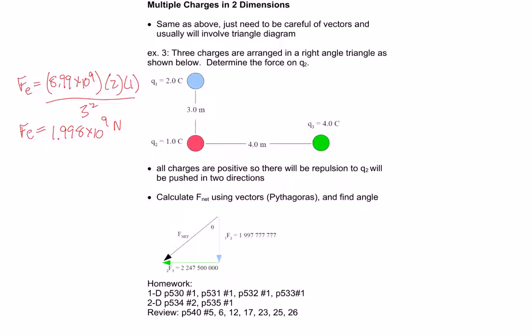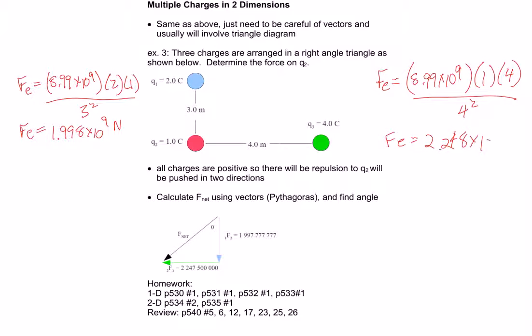Okay, and then we want to do the same thing for the other two, so the red one and the green one in this case. So we'll do that electric force. So 8.99 times 10 to the 9, this time 1 and 4. And our distance is 4 meters squared, so we do that one, we get 2.248 times 10 to the 9 again. Okay, so we've got our 2 forces.